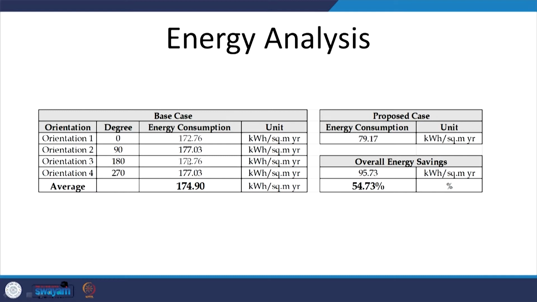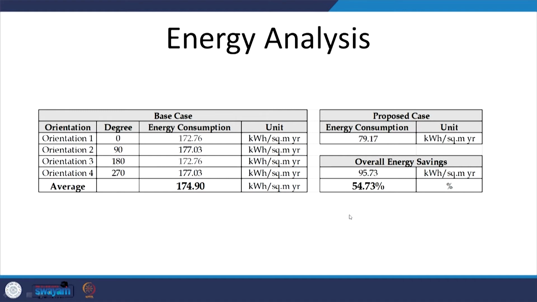Here if you can see, since the building is a regular rectangle, even after orienting it twice, we would get the same values for 2 orientations, and for the other 2 we get the same values, and hence this average. In comparison to that, the proposed case that we had taken gave us an energy consumption of 79.17 kilowatt hours per square meter per year, which implies that there is an overall energy saving of around 54.73%, which is a very good scenario.